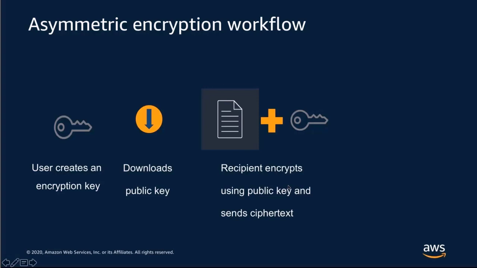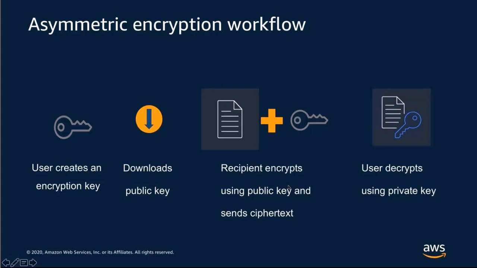The recipient will encrypt using the public key and sends you a ciphertext. Now, you take the ciphertext and send it to KMS to be able to decrypt it using the private key. And that is what the workflow for encryption looks like using asymmetric keys.